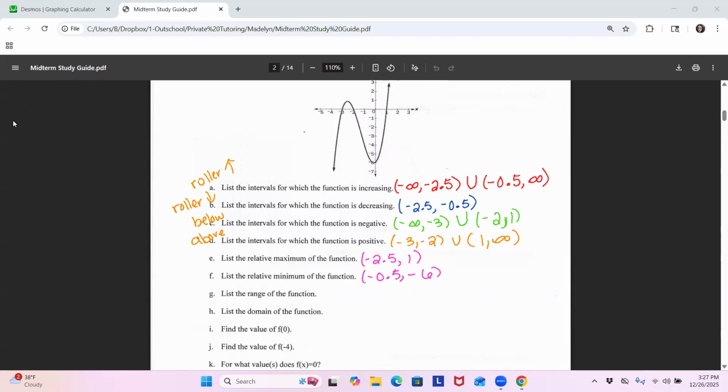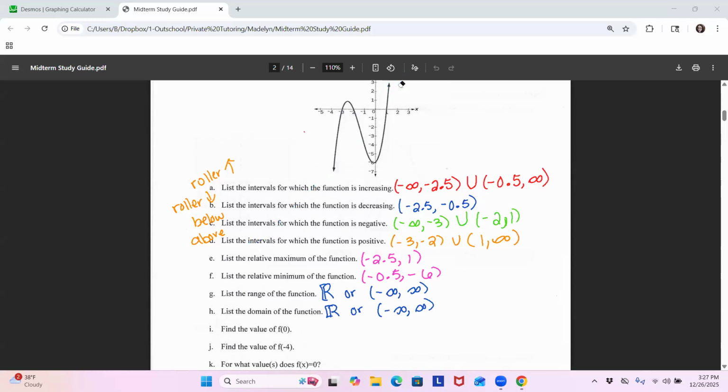List the range. So how high up, how low down. So this goes down forever, and this goes up forever. So you could either put all reals or -infinity to infinity. Domain is left to right. This one's going to go left forever as it goes down. This one's going to go right forever as it goes up. So left forever, right forever. So all reals or -infinity to infinity.